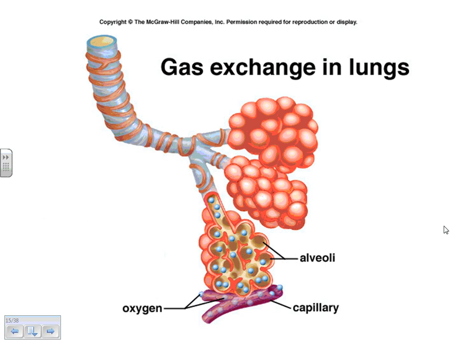Diffusion, simple diffusion, is important all over your body. It's how in the lungs, oxygen moves from the alveoli, the small air sacs in your lungs, into the capillaries. The oxygen moves from high concentration in the lungs to low concentration in the capillaries. It's also how carbon dioxide moves out of those capillaries and into the lungs and eventually out of the body. Again, high to low concentration.